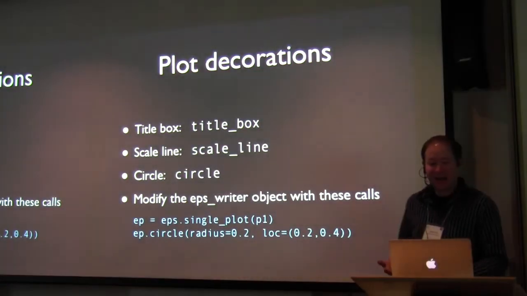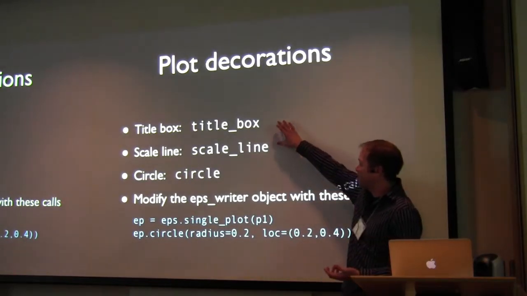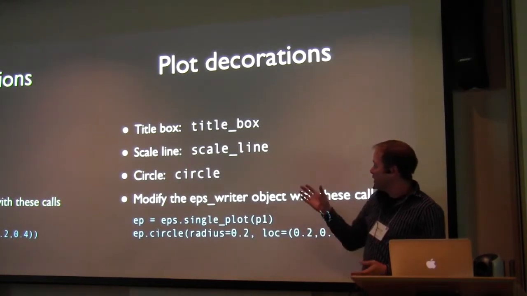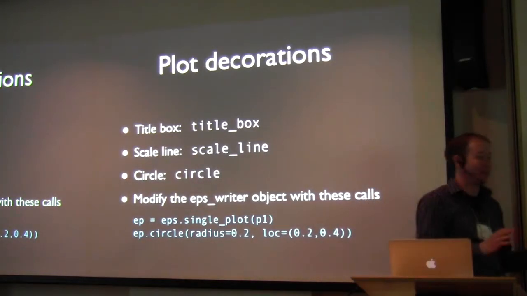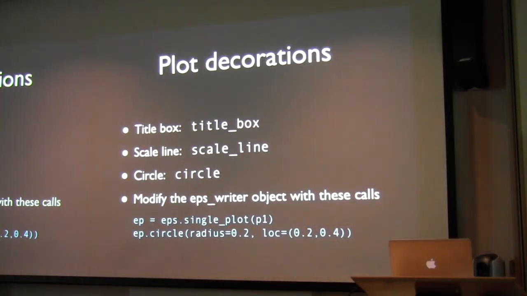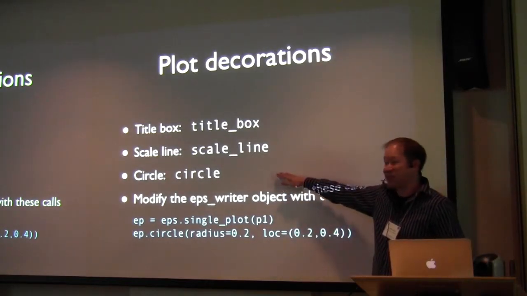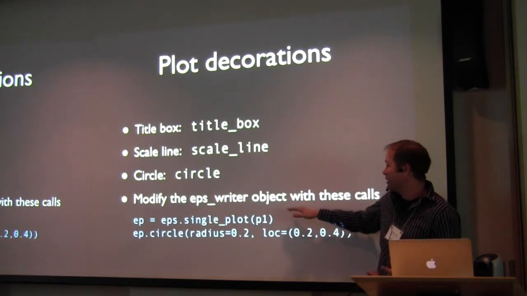But you can do many other things with this. Once you get back this object that EPS Writer gives, you can modify it. I've only put in 3 different things. You can have a title box, and a scale line that shows you, instead of having axes, a clean plot with no axis on the exterior, and say this much is 1 kiloparsec, or it can have a circle that defines some object, some clump or some halo.